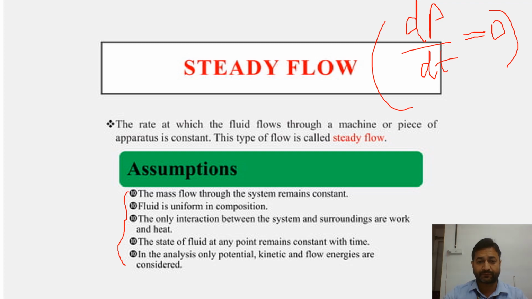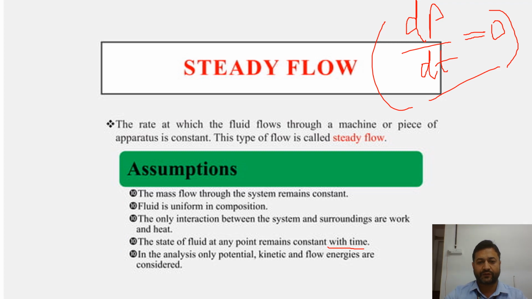the flow is uniform in composition, meaning there is no change in the composition of the fluid, and the only interactions between the system and the surroundings are work and heat, no other parameter like enthalpy or other things. The state of the fluid at any point remains constant with respect to time, which is itself a steady flow. In the analysis, only potential, kinetic and flow energies are considered, and those are the only forms of energy we will be considering. So these are your assumptions.